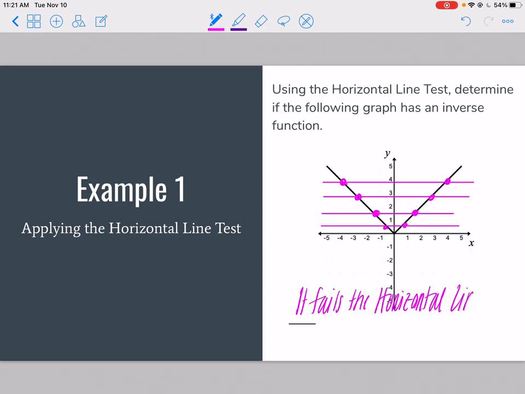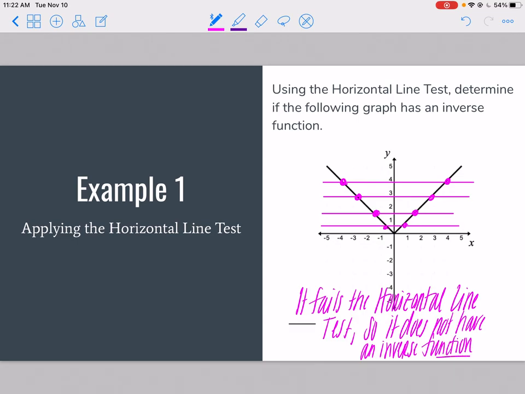Okay, so it fails the horizontal line test, which means it does not have an inverse function. It does have an inverse, but it does not have an inverse that's specifically a function.